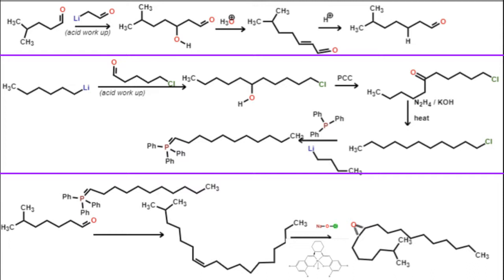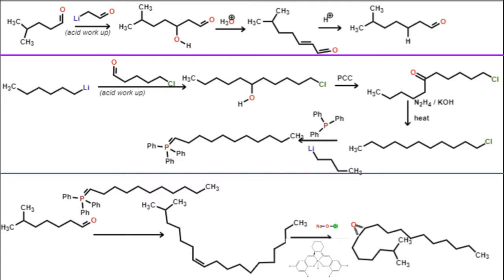So in the next part of the synthesis, we used another lithium reagent and then another aldehyde, but this aldehyde had a Cl on the end. So this made a long chain with an alcohol in the center and a chlorine at the end. So then we used PCC to oxidize and to create the carbonyl, and then we used Wolff-Kishner reduction to get rid of the carbonyl group so that we just have this long carbon chain.